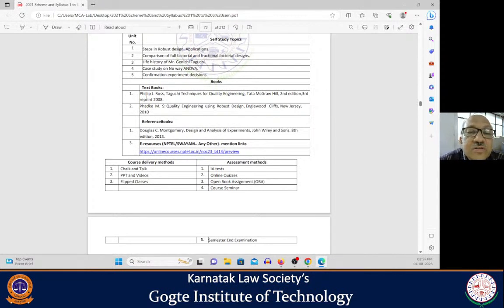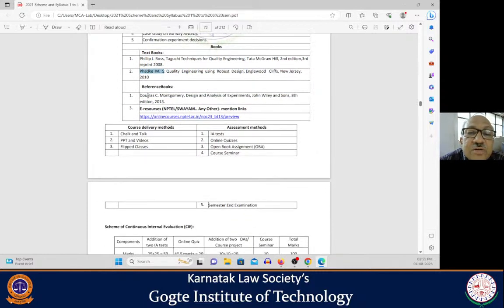And about the books, we have Taguchi Techniques for Quality Engineering, authored by Philip J. Ross, and Quality Engineering Using Robust Design, authored by M.S. Phadke. And there are reference books authored by Douglas Montgomery, and the book title is Design and Analysis of Experiments.